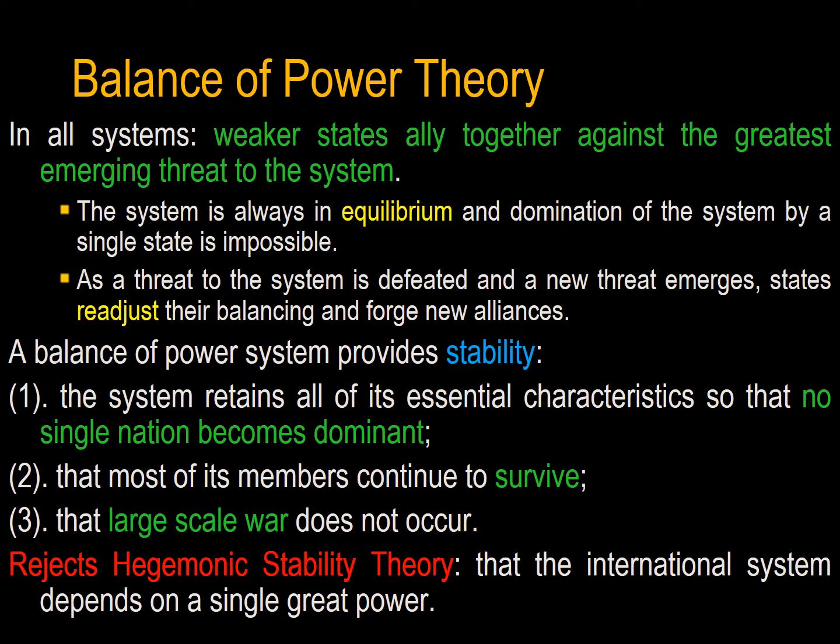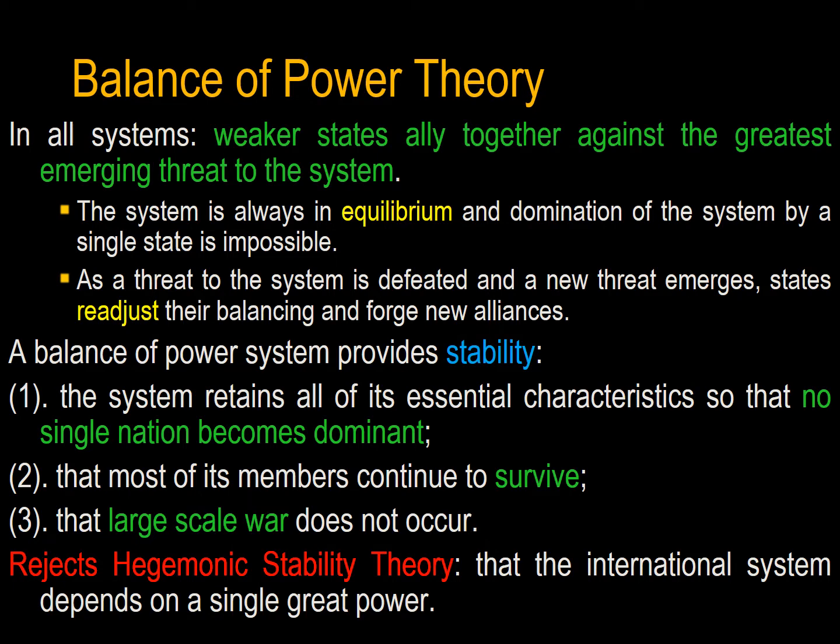A balance of power system provides stability in three ways. One, the system retains all of its essential characteristics of governance, like the laws of commerce and international institutions, so that no single nation becomes dominant. Number two, that most of the members continue to survive.